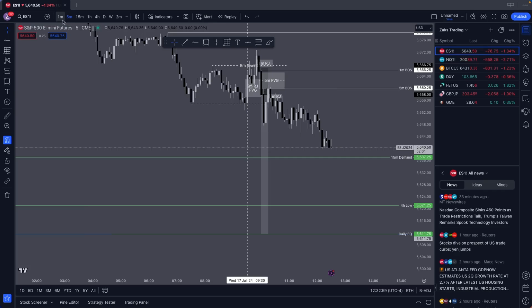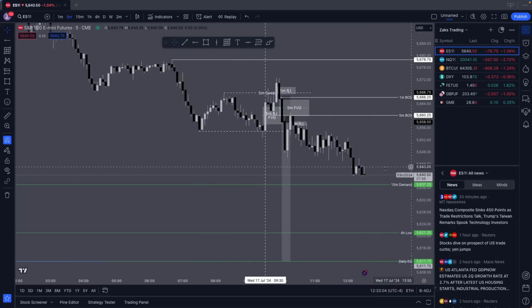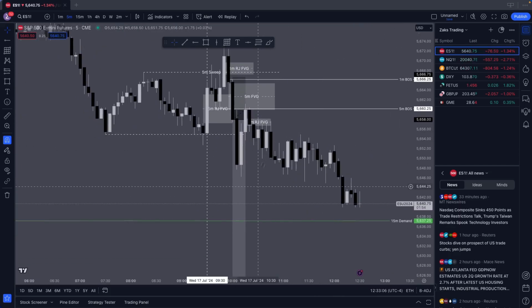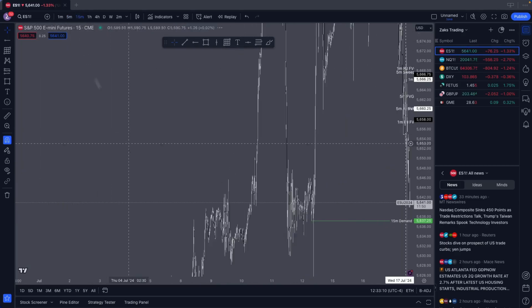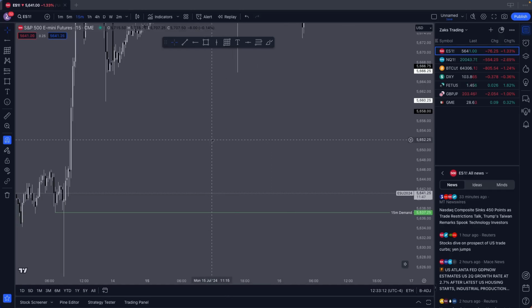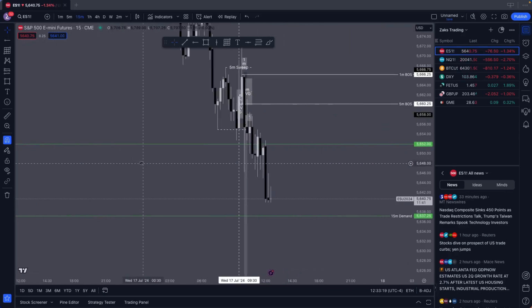Okay, so this was my trade. My first trade. Oh, I didn't put... Oh, hang on. I accidentally took this line out. My first take profit, I think, was this fair value gap, or the end of this fair value gap. I think it was. Is that right?